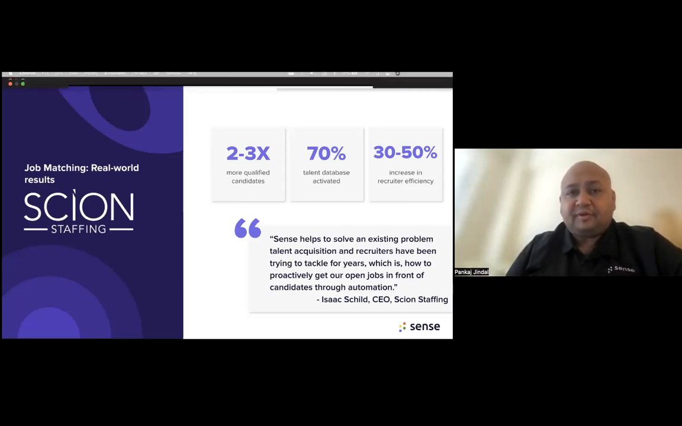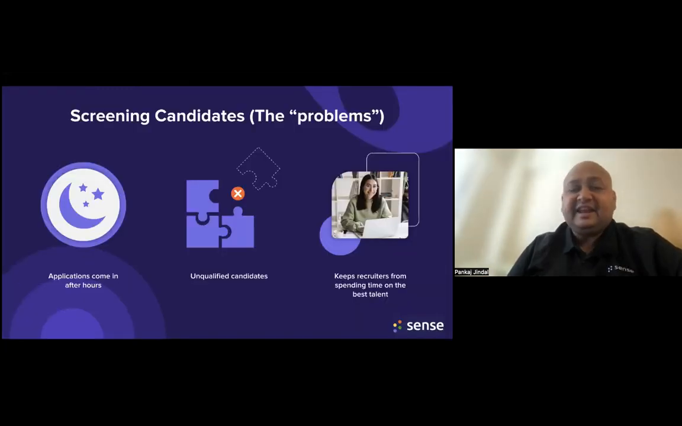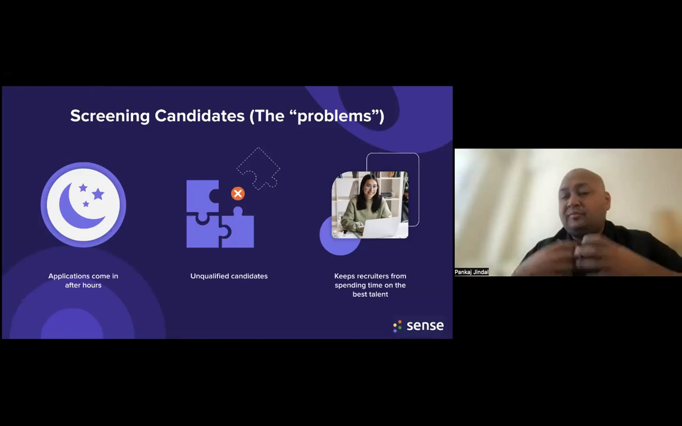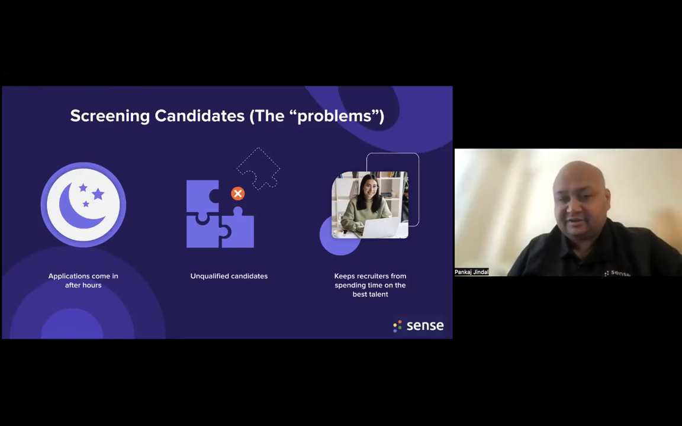All right, the next problem I'm going to talk about is screening candidates. So the idea that applications will come in after hours. People are going to want to talk to you whenever they're going to want to talk to you. There are going to be unqualified candidates. You probably need to figure out a way to collect documentation from these people. So essentially, there is a problem around screening candidates.